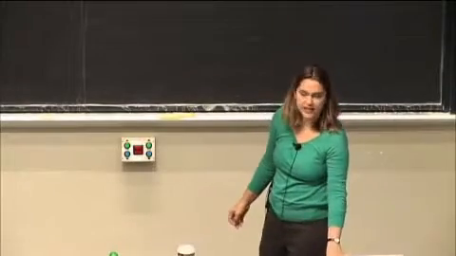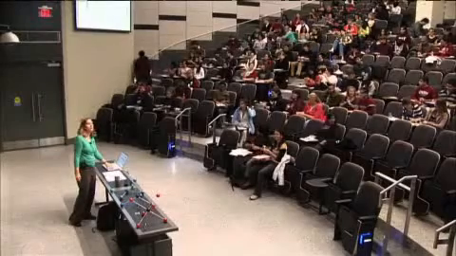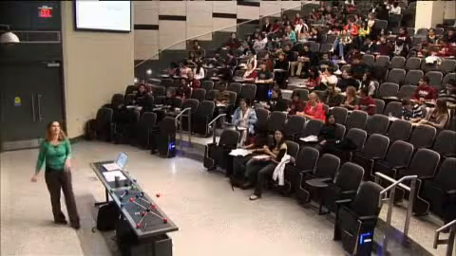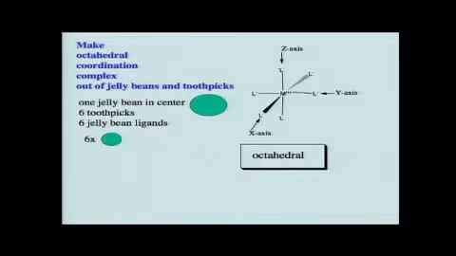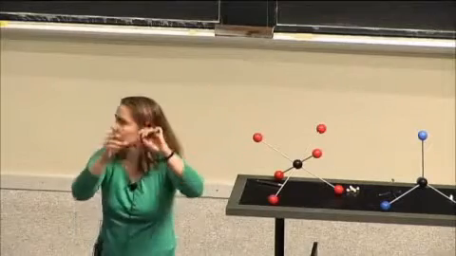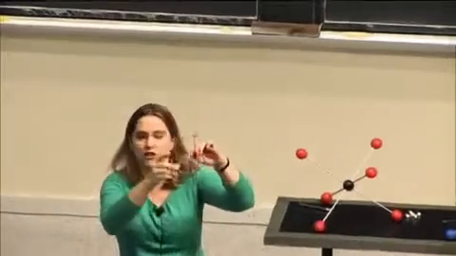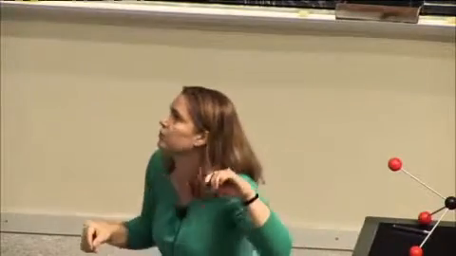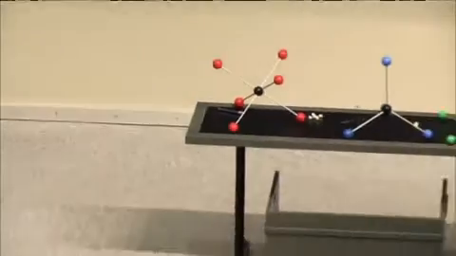All right, so if you're finished with your two d orbitals, you can start making an octahedral complex. So in your geometries set, you'll have a big gumdrop, which can be your center metal, and big jelly bean, and small jelly beans are our ligands or our negative point charges. And you can set up and make an octahedral geometry here.